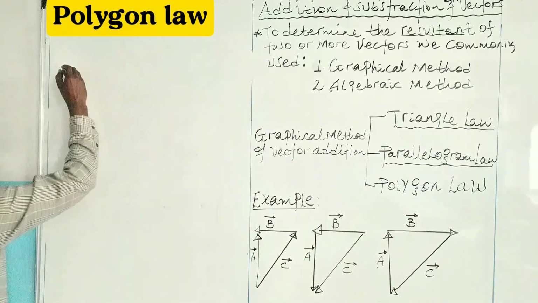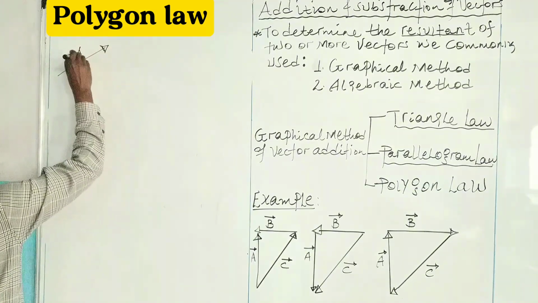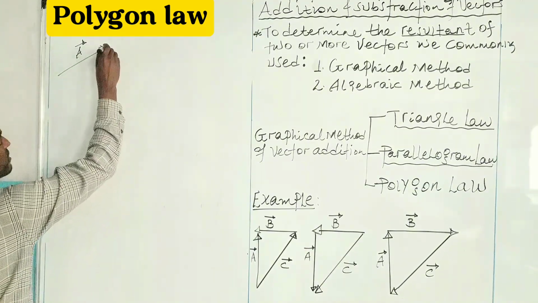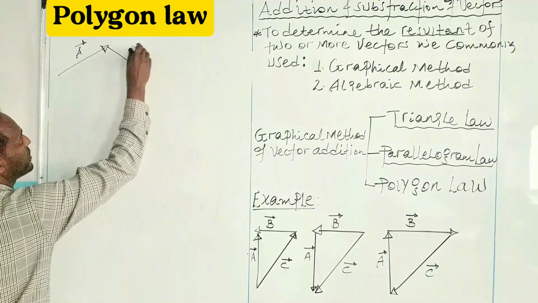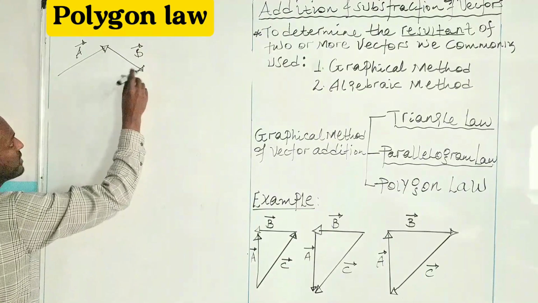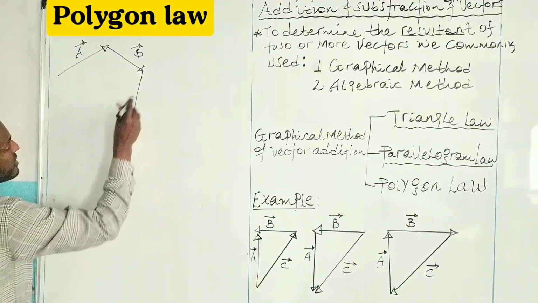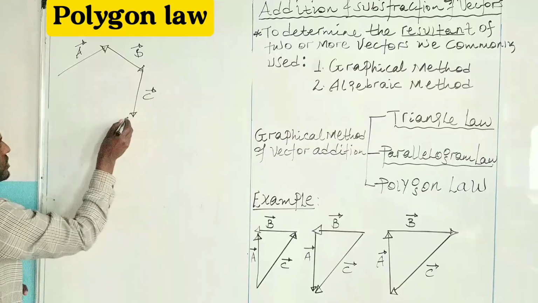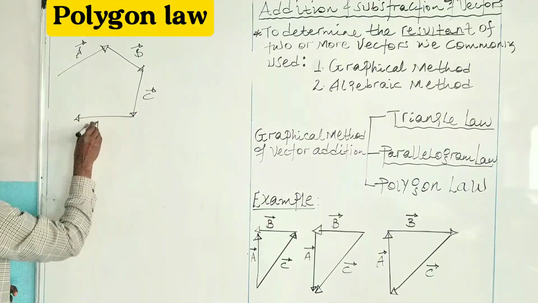So let's see the free body diagram. Okay, if we have a number of vectors, let's say this is vector A. And if we have another vector, let's say this is vector B here. And if we have another vector, let's say vector C, and here vector D.